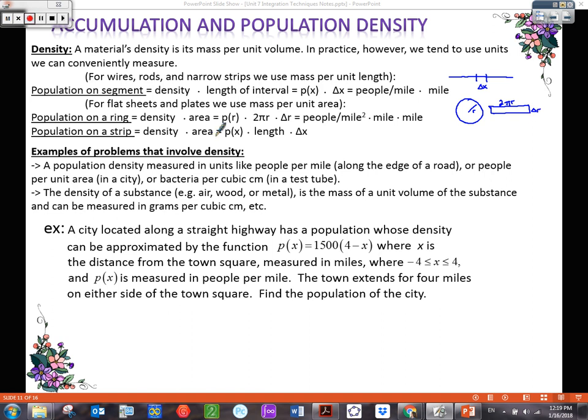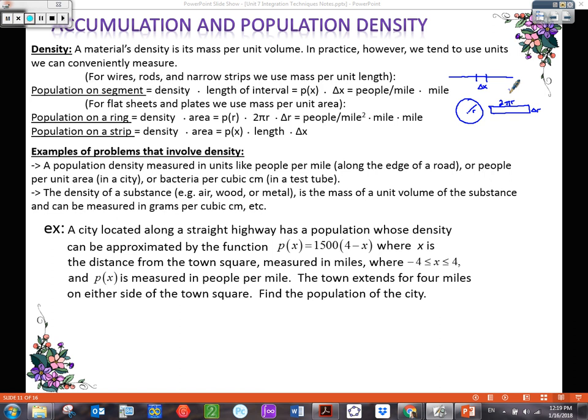So this would be the formula. We would take our density function, multiply it by 2 pi r, and then times delta r, which is just dr. And we would integrate that from the radius out. If we're in a ring, the variable that we have is r. The radius starts at 0, the center of the circle, and then we go out to however long the radius is. So that would be the formula for population on a ring.